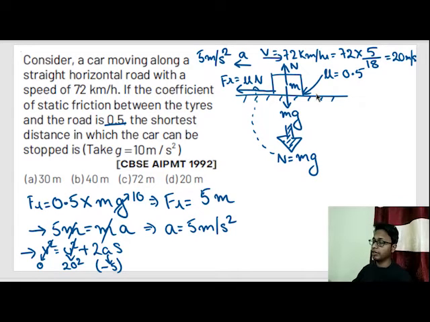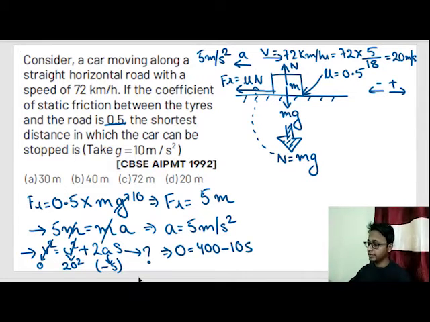Why? Whenever velocity and acceleration are in the opposite direction, always assume a coordinate system. I assume right side to be positive, left side to be negative. And S we have to find out in the question, the shortest distance in which the car can be stopped. Substituting, 0 is equal to 20 square, which is 400, minus 2 into 5, which is 10 S, or S is equal to 40. So our correct option is option number.